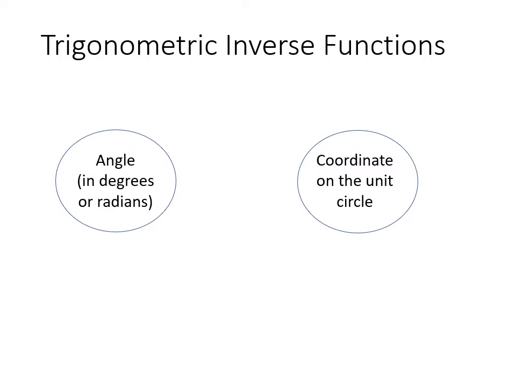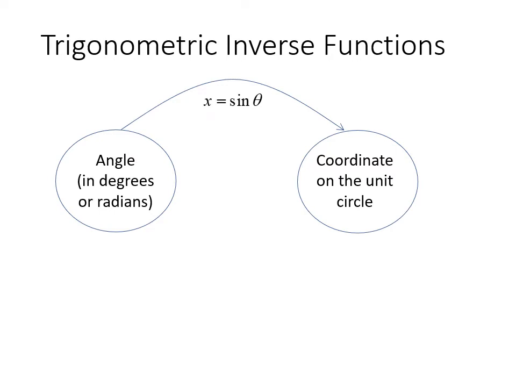So in our previous chapter, we learned about our trig functions. Our trig functions map the angle from the unit circle, or triangle, into a coordinate on the unit circle. So for instance, we can go x equals the sine of theta. That takes us from angle to coordinate on the unit circle.